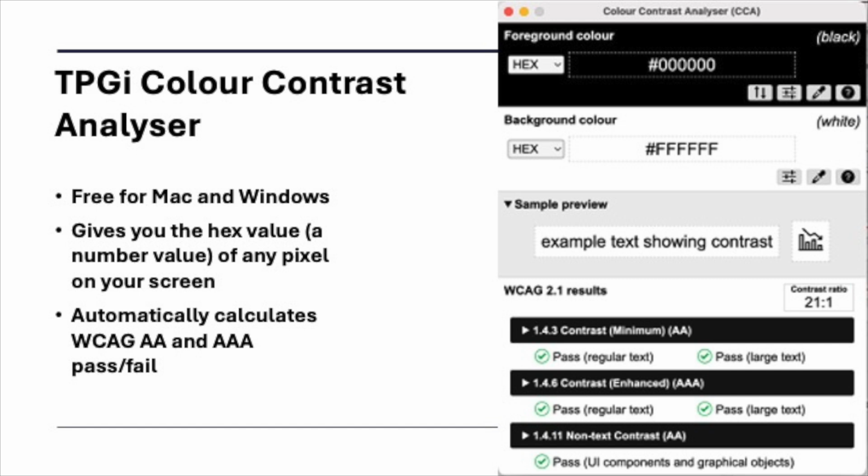It is standalone software that is free for Mac and Windows. And what it does is it will give you the hex value, a number consisting of 6 places, either numbers or letters, and it gives you that hex value of any pixel on your screen. Pixels on screens are described by these hex values, a 6-place combination of numbers and letters that describes so very many colors. And the TPGI Color Contrast Analyzer automatically calculates whether a given set of 2 pixels meets the WCAG AA levels for regular text or large text, or fails those levels.